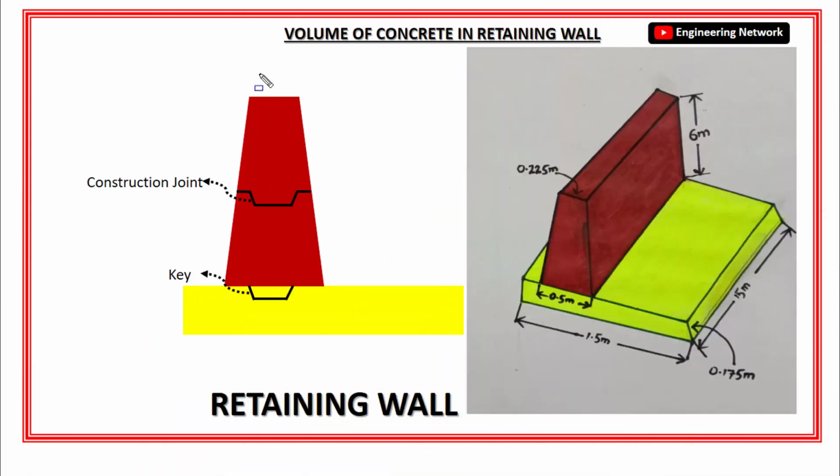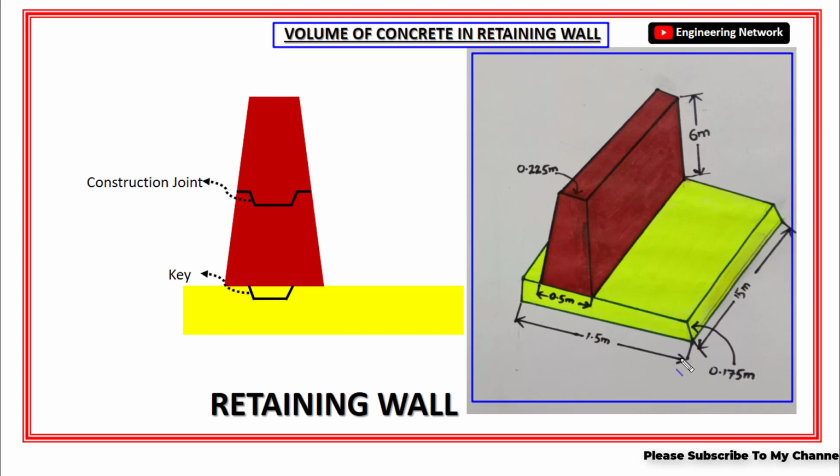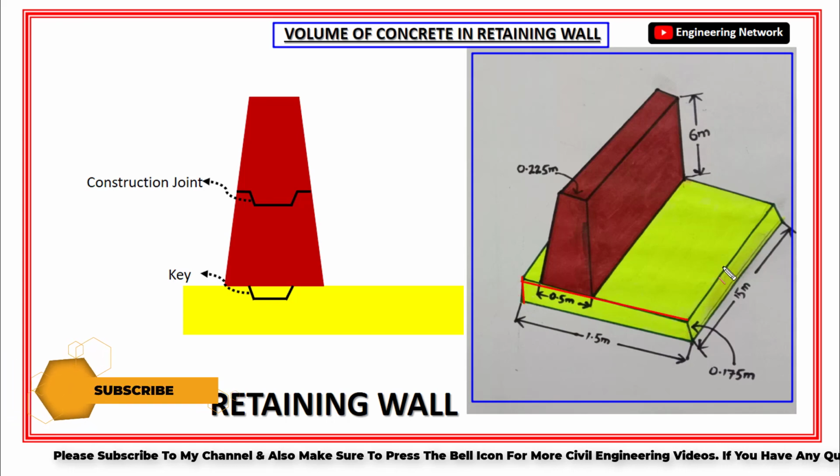Okay, so our topic is how to calculate the volume of concrete in retaining wall. Now as you can see, this is the plan of the retaining wall. Okay, and if you look at this plan, you will see that this retaining wall basically consists of two parts. First part is the base slab of this retaining wall.